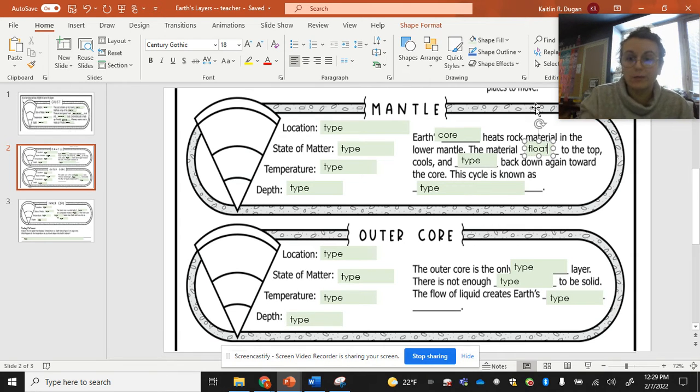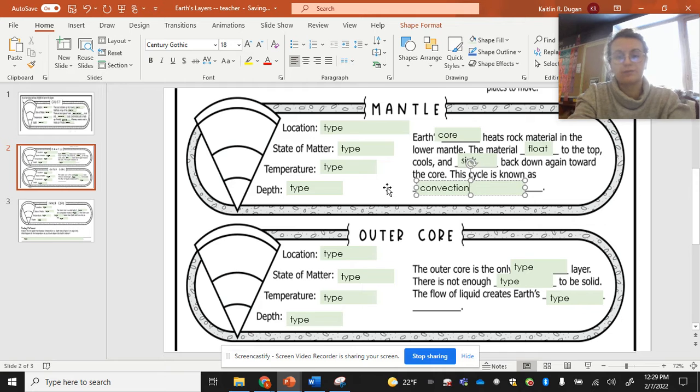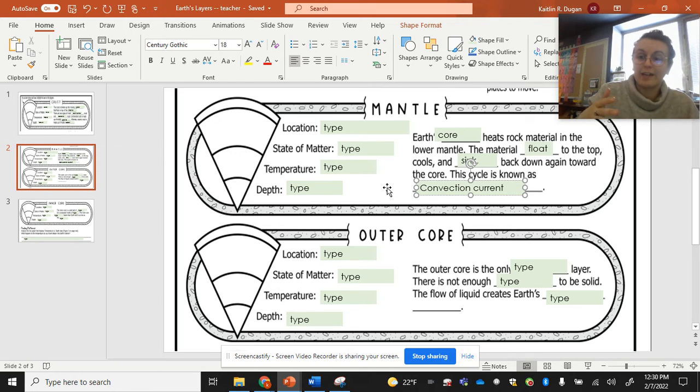Same thing with the mantle. So the material that's been at the lower mantle is heated up and it's brought up towards the crust. And at the top, it's going to cool down and then it's going to sink because it becomes more dense. All right, and this cycle is called a convection current. Now, convection currents are the reason why our plates move. This movement of rock is what causes all the tectonic plate motion and the earthquakes and all of that. Okay?